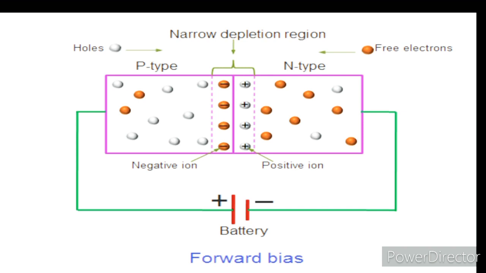connected to the P side, or P-type semiconductor. It means the battery's positive terminal is connected to the anode terminal of the semiconductor diode, and the negative terminal of the battery is connected to the N-type material, meaning the cathode terminal of the semiconductor diode. At this time, a number of holes are injected to the P side and a number of electrons are injected to the N side.